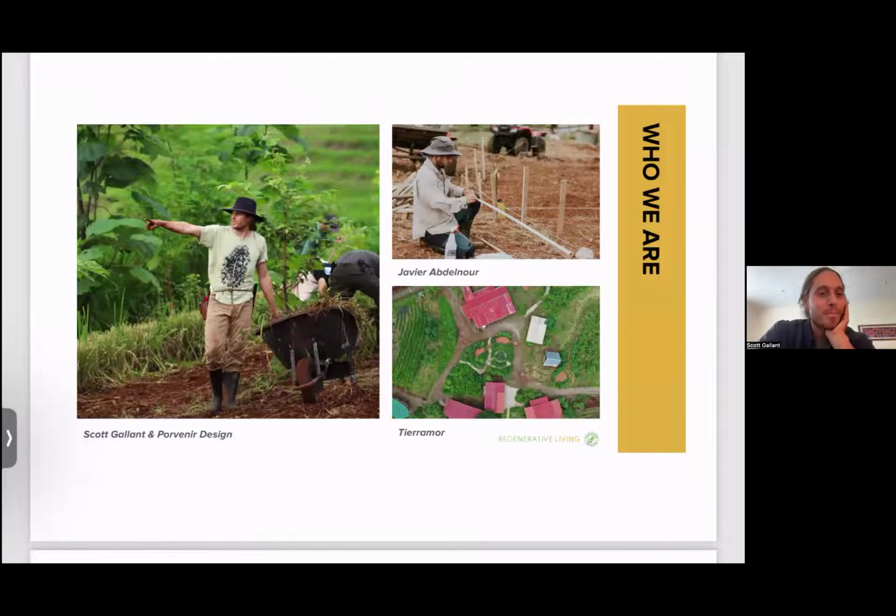Yeah. So I'm Scott Gallant. I'm originally from a little town outside of Cincinnati, Ohio. I've been here in Costa Rica now for about 15 years and have been pretty much practicing agroforestry that entire time. Pretty deep into the field of agroforestry. I was thinking back, and I organized our first workshop about 13 years ago.